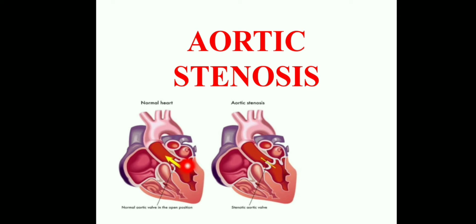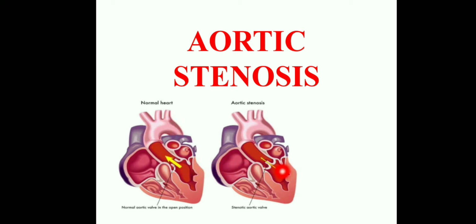Here one valve is there. That valve is called the aortic valve. This valve closes during ventricular contraction. This valve opens, and then the blood at increased pressure enters into the aorta. This is the normal way.